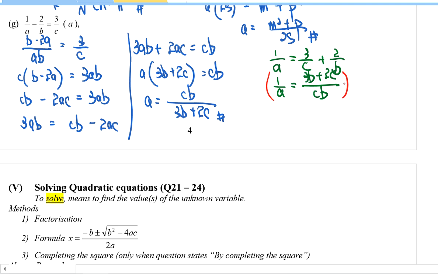Then I can apply the reciprocal. What do I mean by the reciprocal? That means whatever you see at the numerator, you write as a denominator. Whatever you see at the denominator, you write as a numerator. So this becomes A is equal to CB over 3B plus 2C. Notice the two are the same. But this method 2 is unique only for such questions. Method 1 works for all kinds of questions.